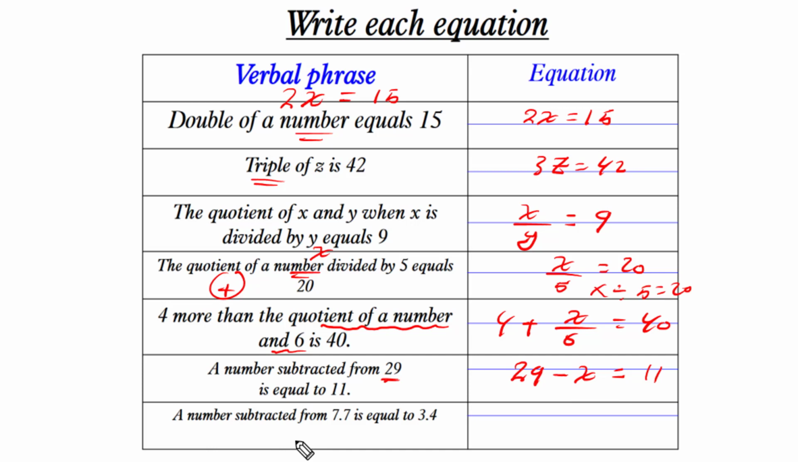Finally, a number subtracted from 7.7 is equal to 3.4. This number is x. Subtracted from 7.7, so we will start from 7.7 minus the number, x, equals what? Equals 3.4. This is the equation. It will be 7.7 minus x equals 3.4.